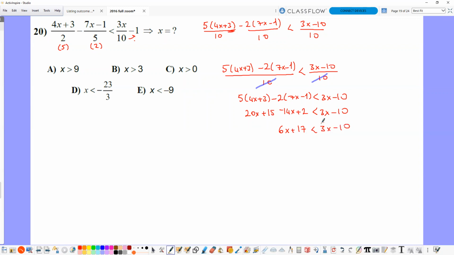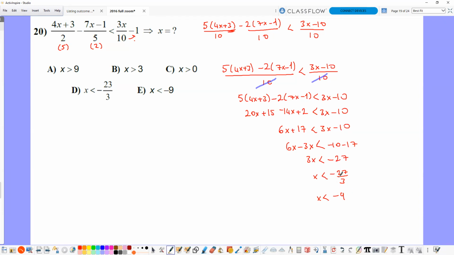Here I can send 17 to the other side, 6x to this side, 6x minus 3x is less than minus 10 minus 17. 3x is less than minus 27, and x is less than minus 27 divided by 3. X is less than minus 9.